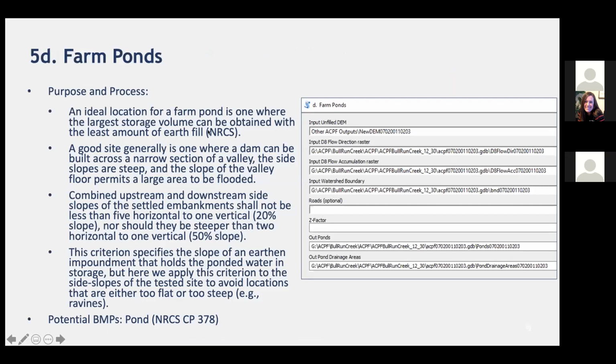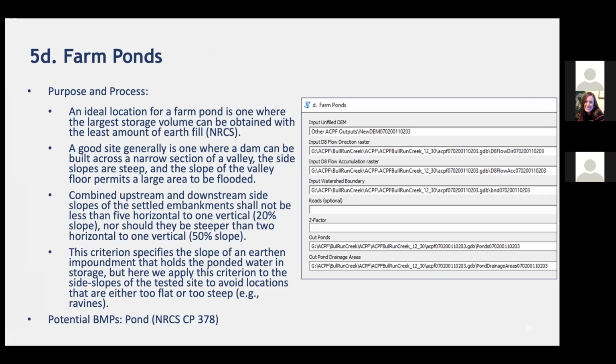The final impoundment I want to mention is farm ponds. So when we think about farm pond locations, we want to identify areas where we can achieve the largest storage volume with the least amount of earth fill. So good sites for farm ponds are generally ones where we can have a dam, an earthen dam that can be built across a relatively narrow section of a valley, have some steep side slopes that's going to permit that valley to be flooded.